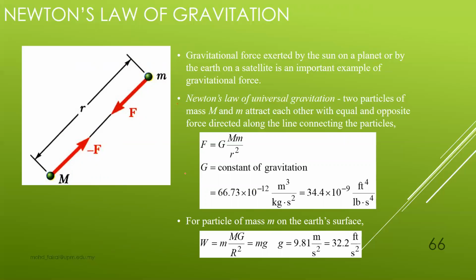For a particle of mass m on the Earth's surface, this is our gravitational acceleration that we normally use, for SI unit, and this one is if you use the US convention.